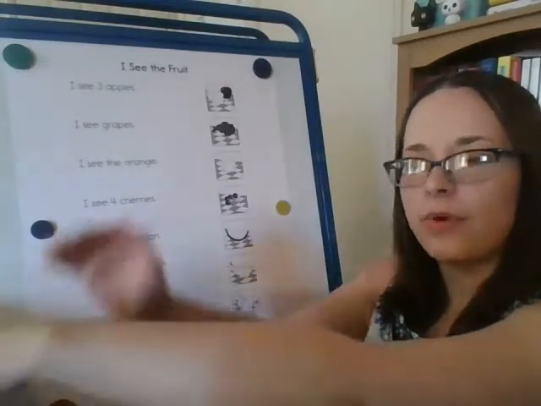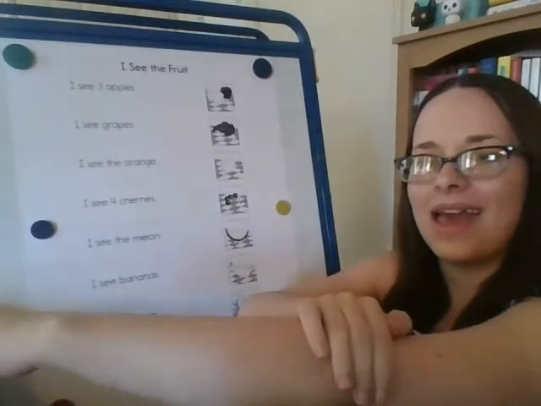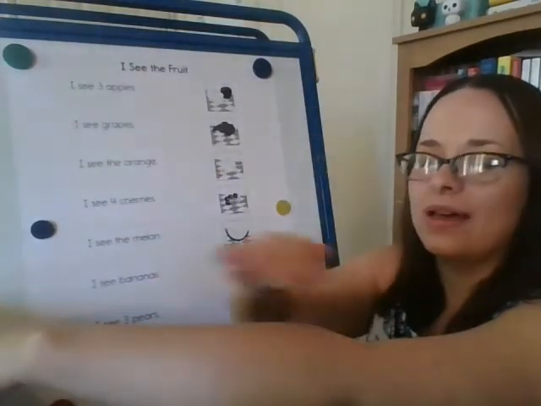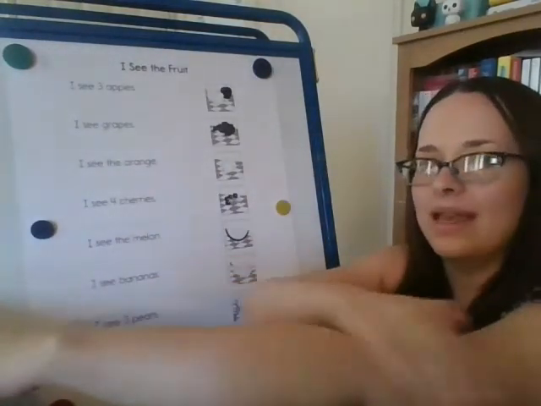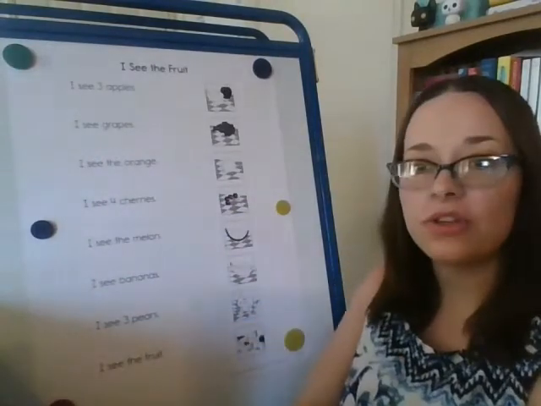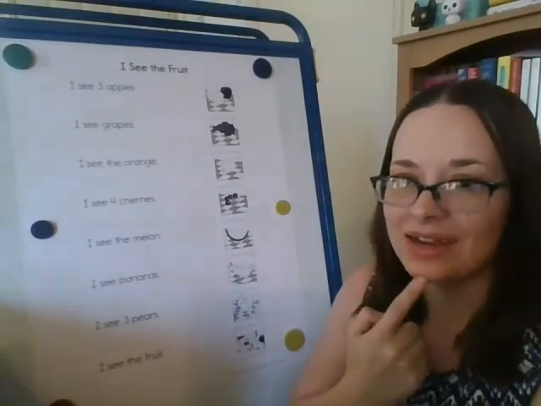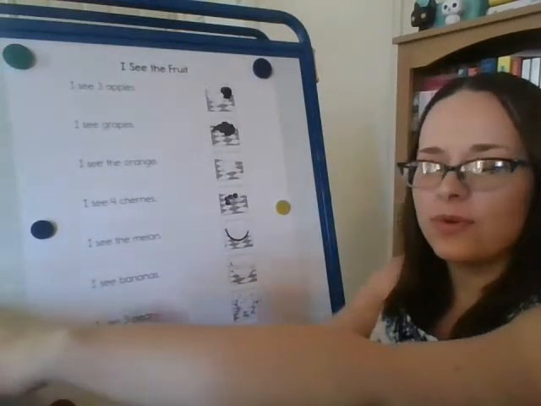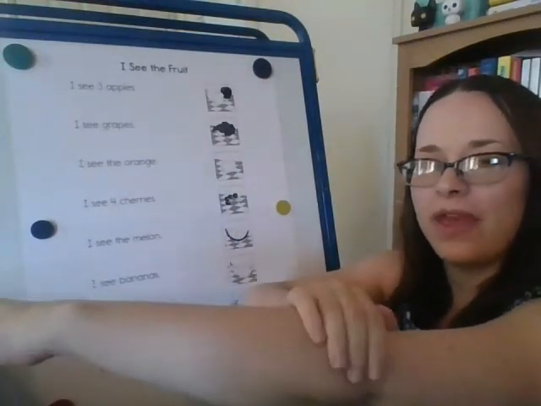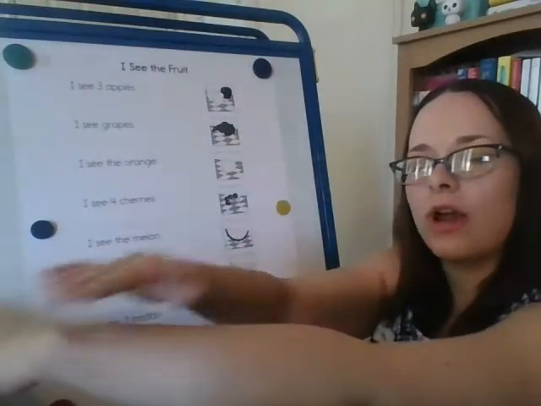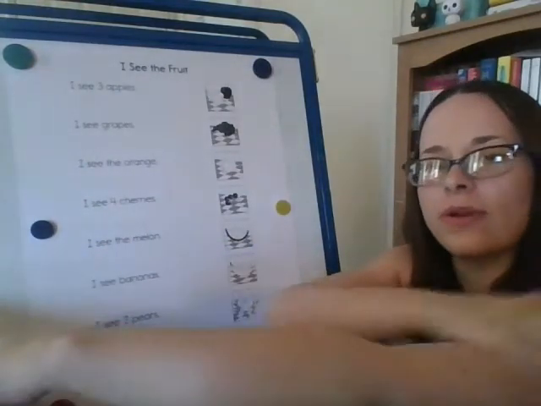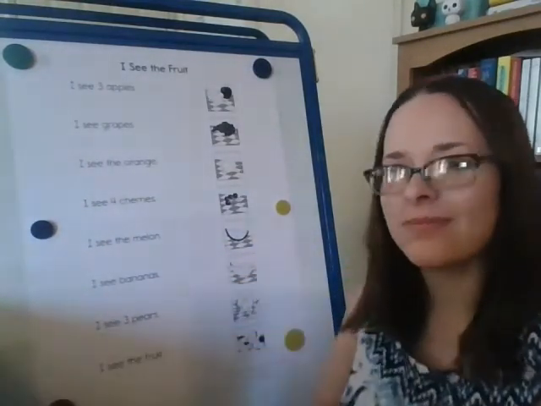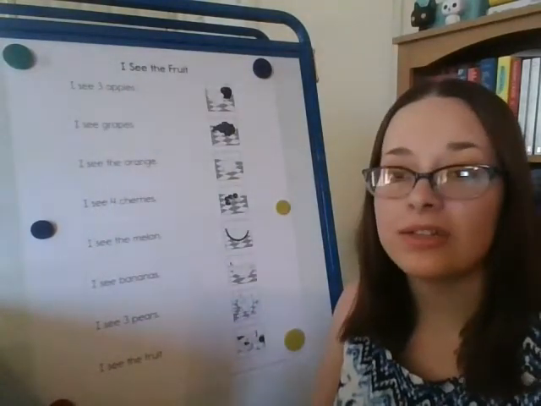Let's look at an example. Ba-na-na. Banana. Banana. So the faster you move your arm, the faster you say it. Are you ready? Banana. Let's try another example. Straw-ber-ries. Strawberries. The faster you move it, the faster you say it.